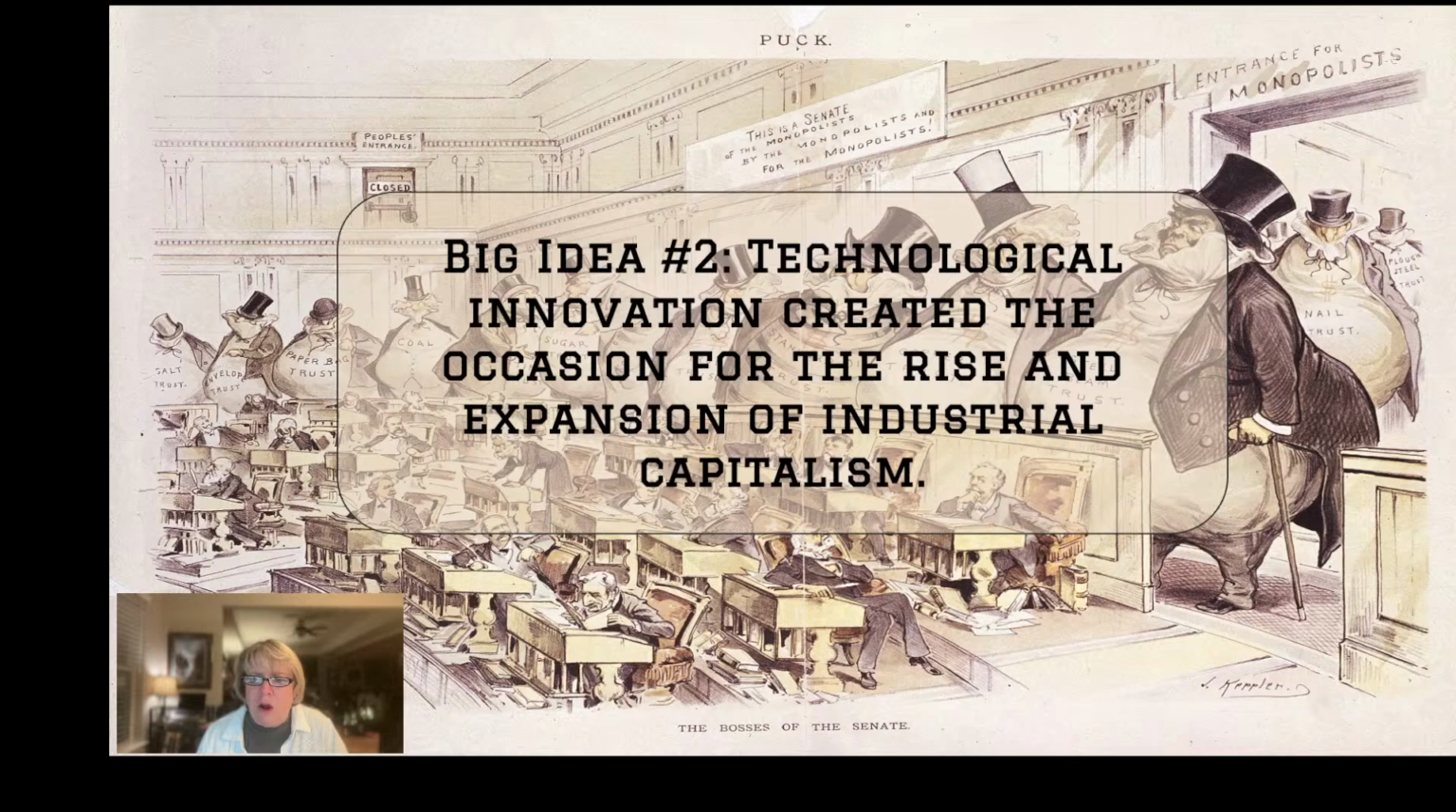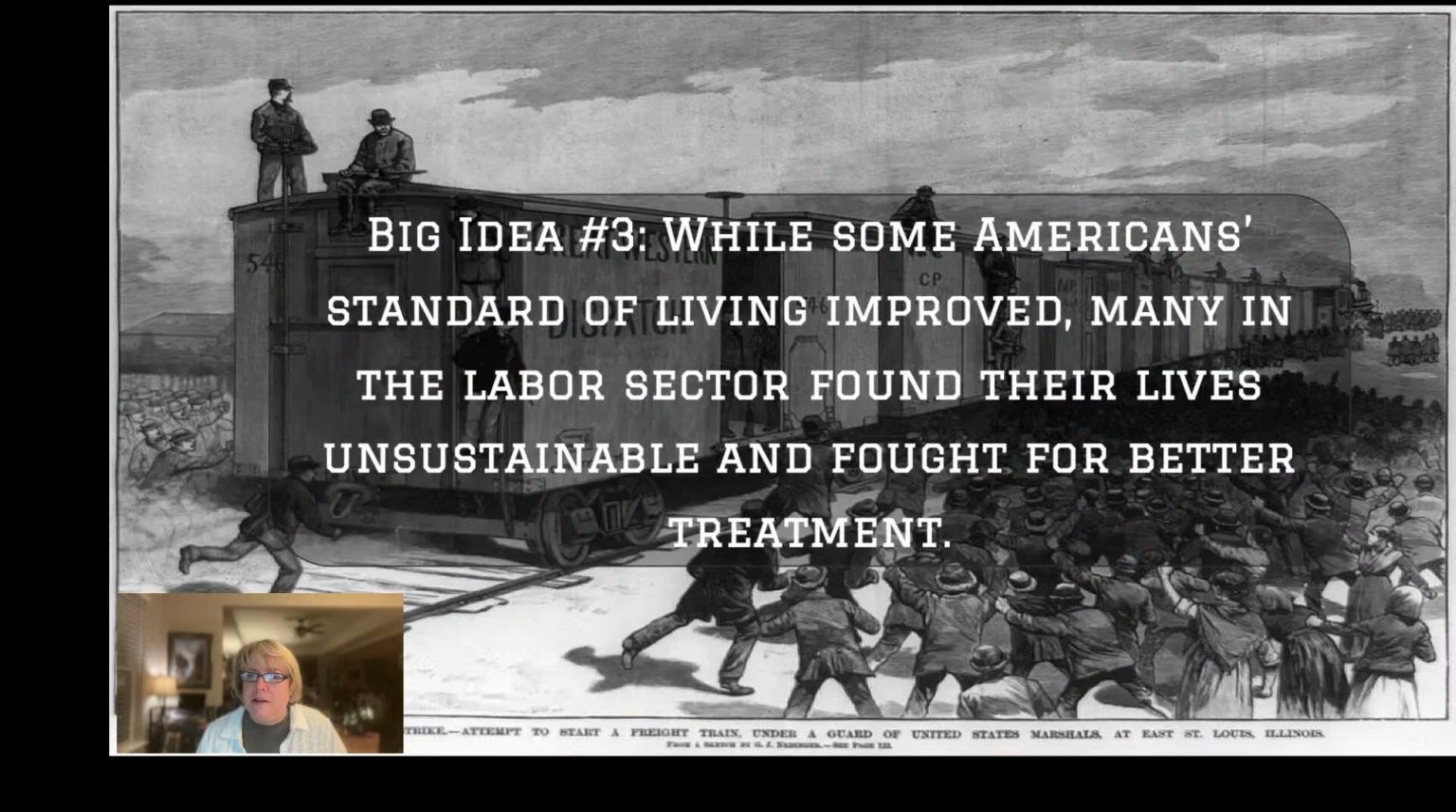Okay? All right. Big idea number 3. While some American standards of living improved, many in the labor sector found their lives unsustainable and they fought for better treatment. The standard of living starts to rise during the Gilded Age, and a new middle class is going to start to develop.